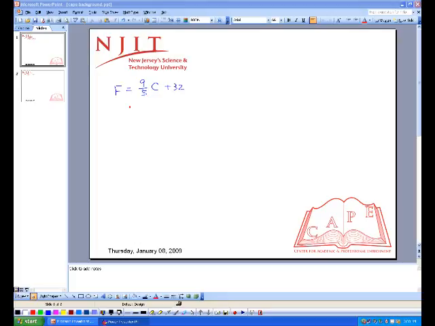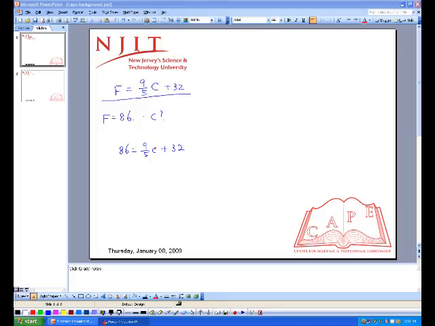Now, for example, let's say we know Fahrenheit is 86. Now we want to know what is the Celsius degree. If it's 86 degrees Fahrenheit, what is the Celsius degree? The first step we do is plug the Fahrenheit into the equation. So we have 86 is equal to 9 over 5 C plus 32. So this just becomes an equation where we have to solve for C.